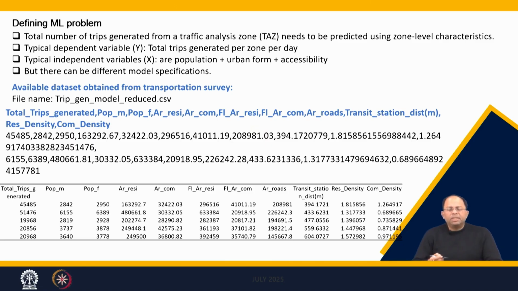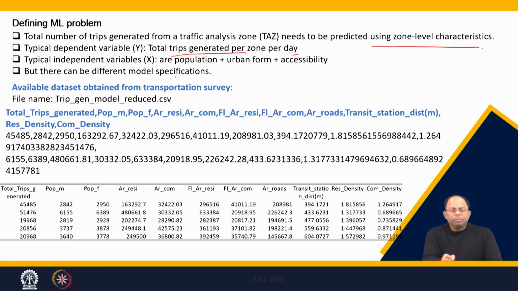So let us try to determine the number of trips generated from a traffic analysis zone. That means we have the city, and we can divide the city into different parts. We now need to predict how many trips are generated from each of these TAZs. And it could be based on different zone level characteristics, right? So in this case, the dependent variable is the total trips generated per zone per day, which is y.